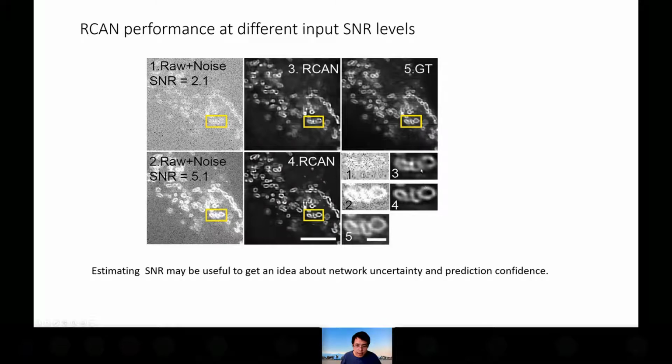As you can see, the quality of the RCAN predictions decreases when the noise level increases. Perhaps this is not surprising, but if we use classic calculations, for example the mean and standard deviation, as well as the ensemble discriminant, we found that they are simply not correlated well with these regions. We found that estimating the signal to noise could be very useful to get an idea about the network uncertainty and give us a prediction confidence.